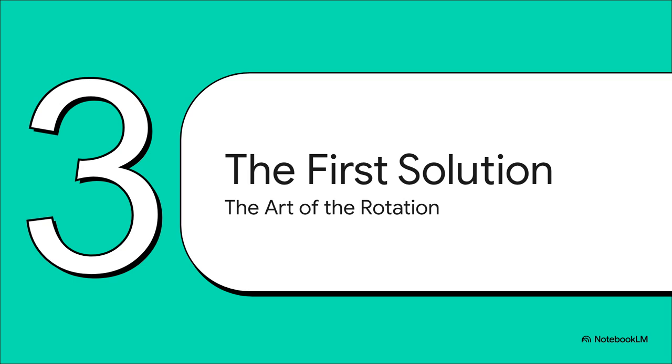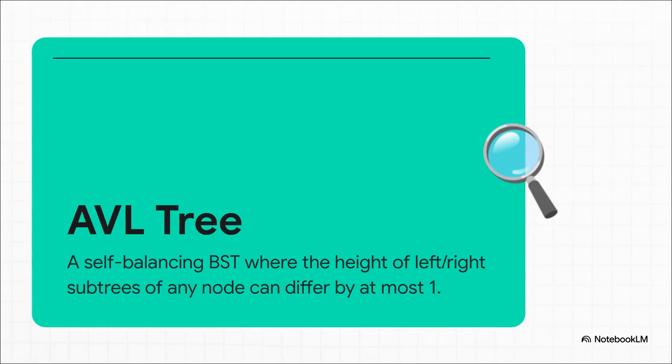Well, the first really brilliant solution popped up way back in 1962. It's called an AVL tree. And you can think of it like a binary search tree that's a little paranoid. It's constantly watching itself, always vigilant, and ready to fix any tiny imbalance the second it happens. The secret sauce here is a strict rule called the balance factor. An AVL tree is always checking to make sure that for any node, the height of its left branch and its right branch never differ by more than 1. If an insertion breaks that rule, the tree immediately snaps into action.